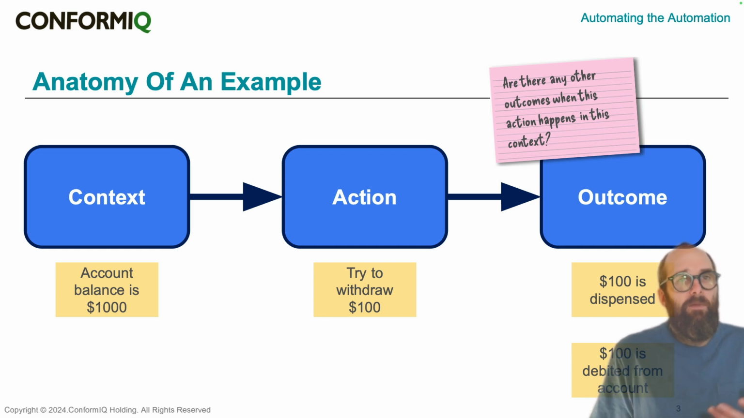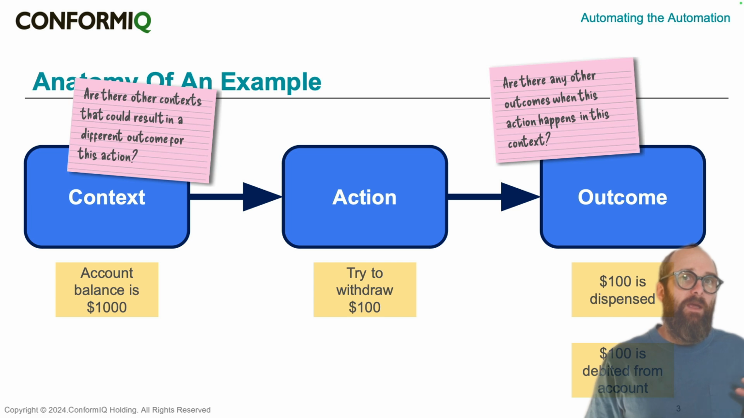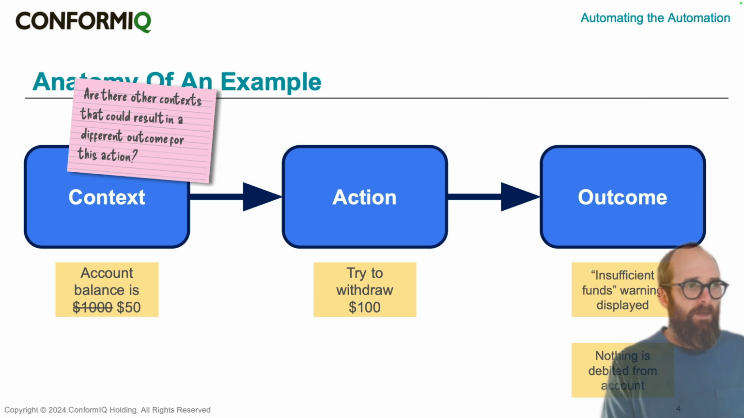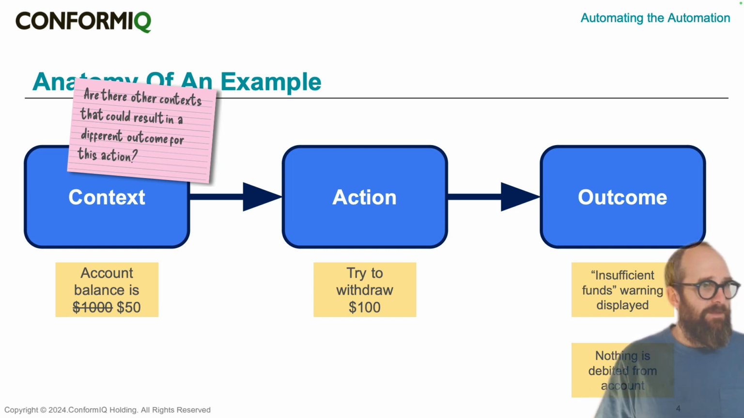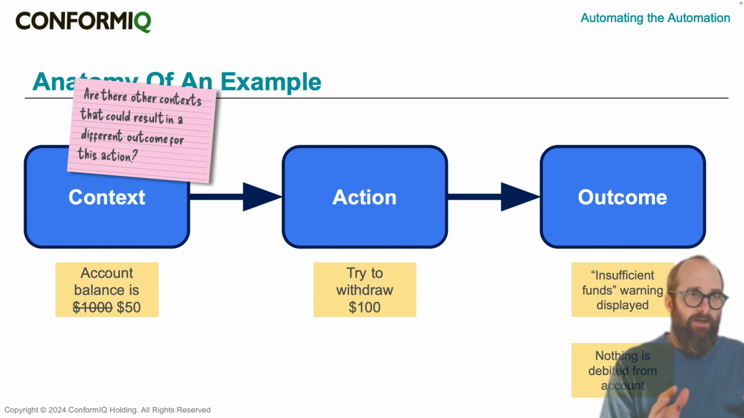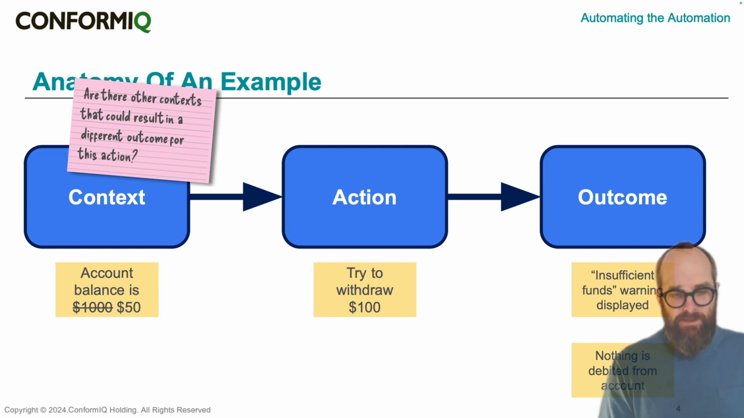So by breaking the example up like this, we can start to ask those questions and think about the finer details of what the behavior is that we want. Another question we might ask is whether there are different contexts where, if this action happens, we might get a different outcome. So suppose we changed the balance to $50 and tried to withdraw $100. We're going to get different behavior now, right? This time, we'll be told that we have insufficient funds and there's nothing debited from our account. Again, breaking the example down helps us to see the different pieces and how they fit together, and think about mixing the ingredients up and coming up with new examples.